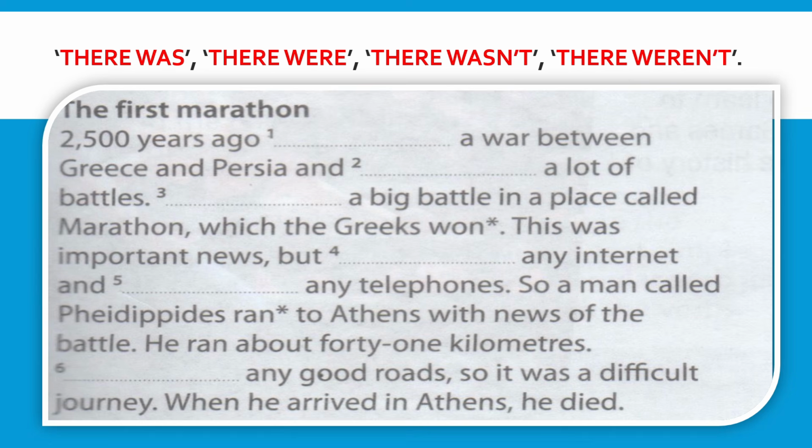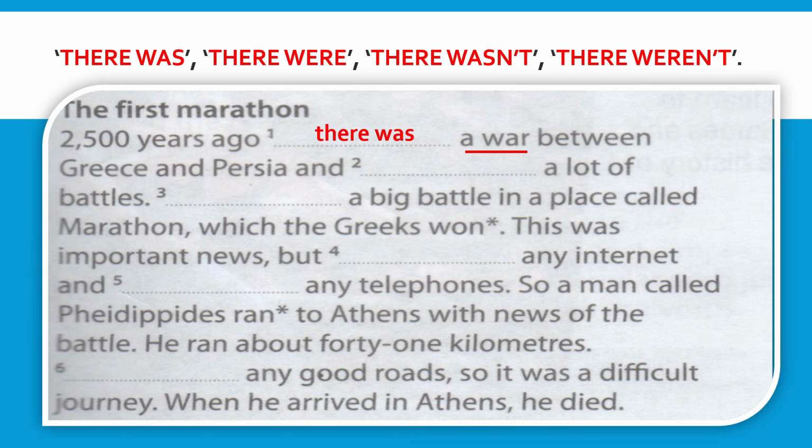Now, first and foremost, we will need to identify the object first. For the first sentence, we can see that the object is a war. How many war is that? The article a indicates there is only one war. When it is only one, it means the object is in singular form. When it is in singular form, there are only choices between there was and there wasn't. Since there is no keyword any being used here, automatically the answer goes to there was a war between Greece and Persia, and a lot of battles.